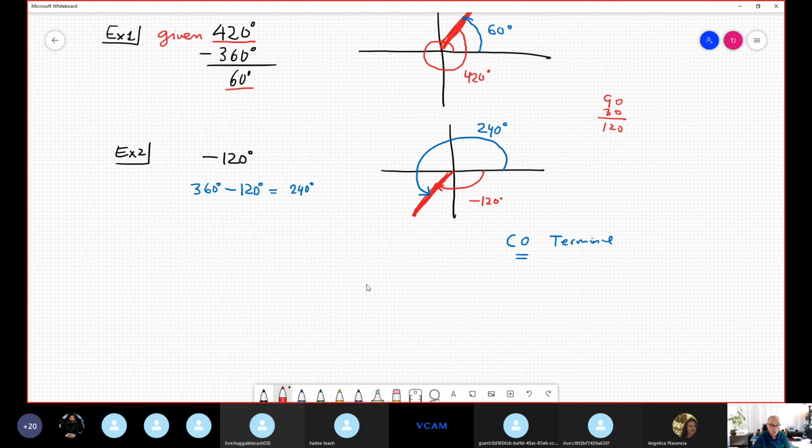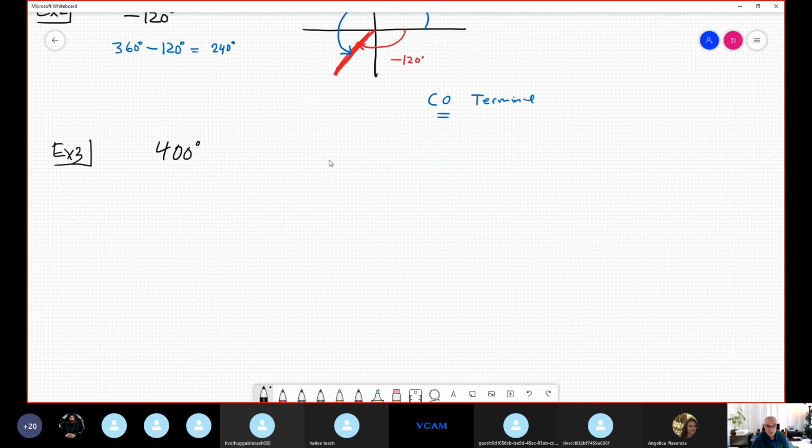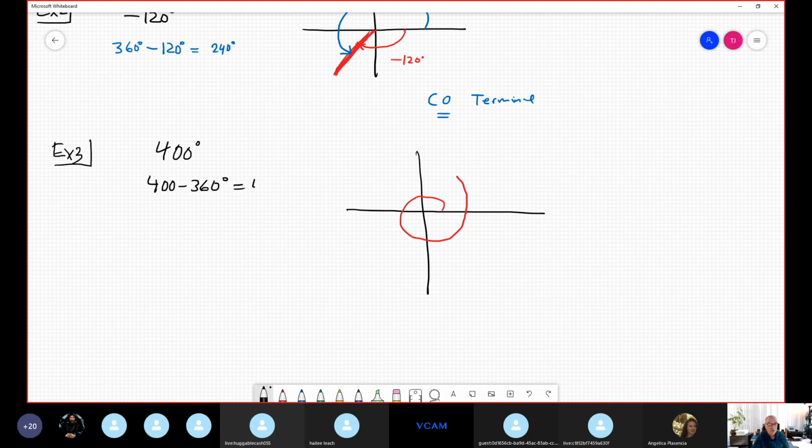Now, let's move on to example 3. In example 3, I need to find the coterminal of 400 degree. But I can see, wow, 400 degree is bigger than 360 degree. So, in my mind, 400 degree is one revolution like that. It's 360 plus something. So, how do you find that? When you're subtracting 360, it's 40.